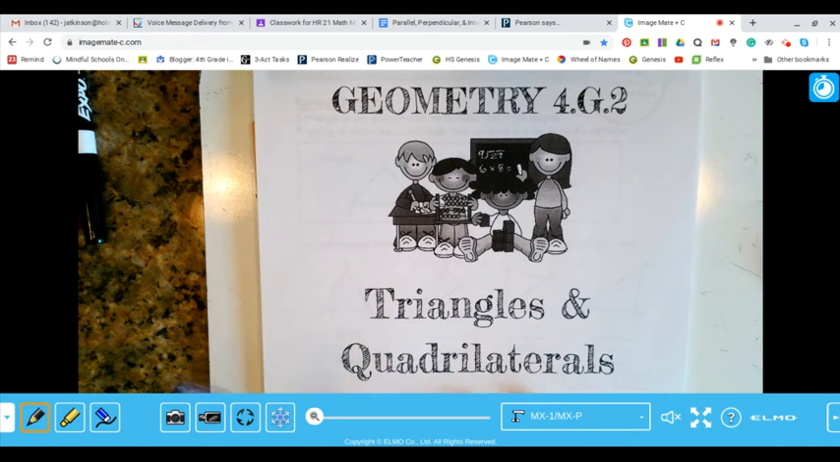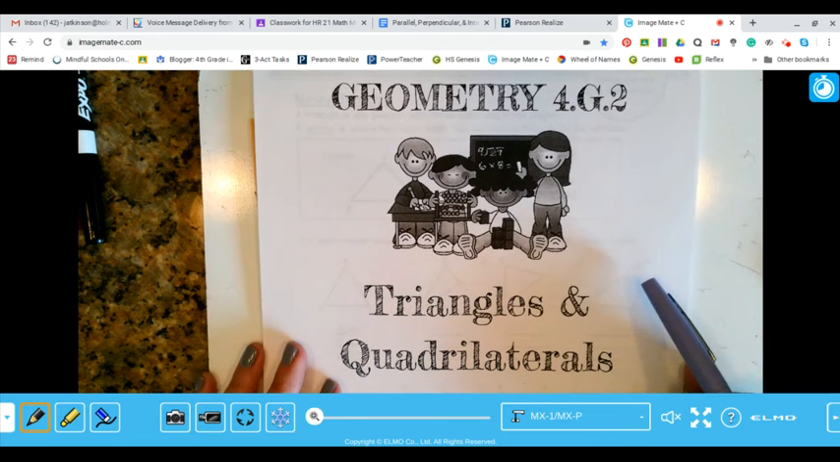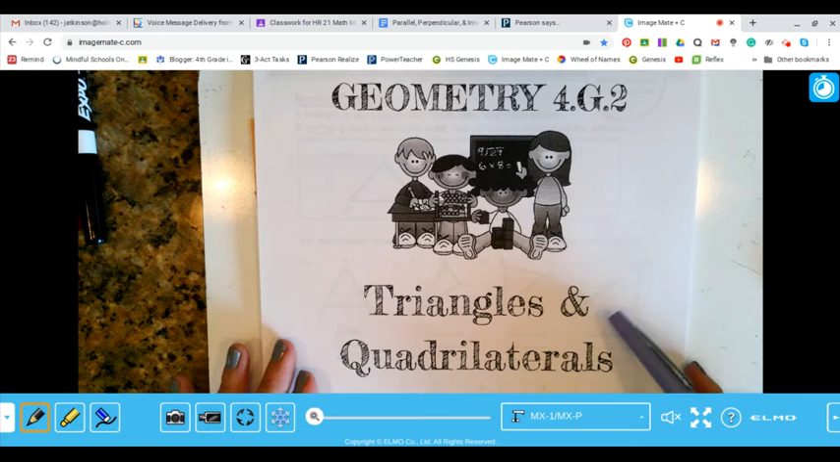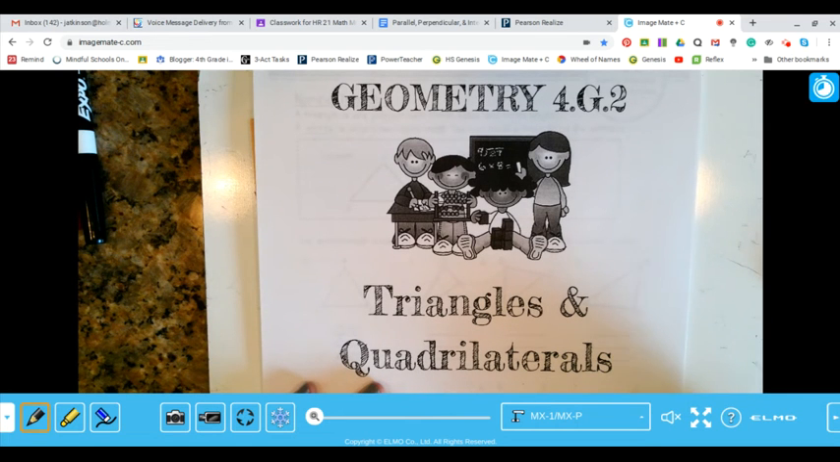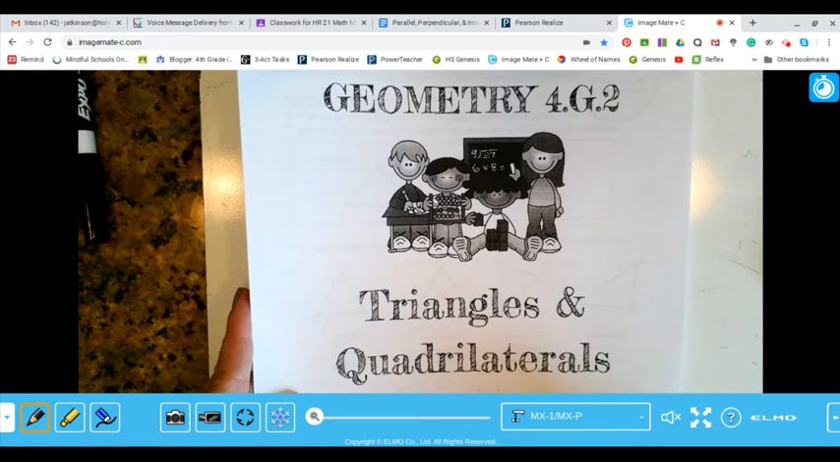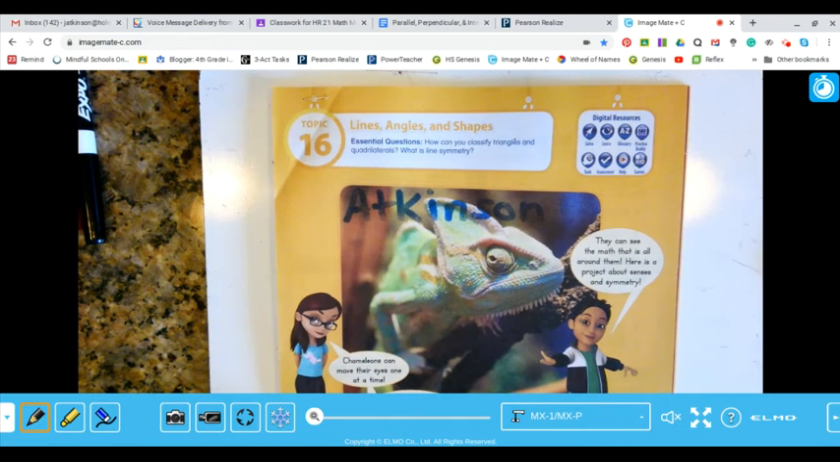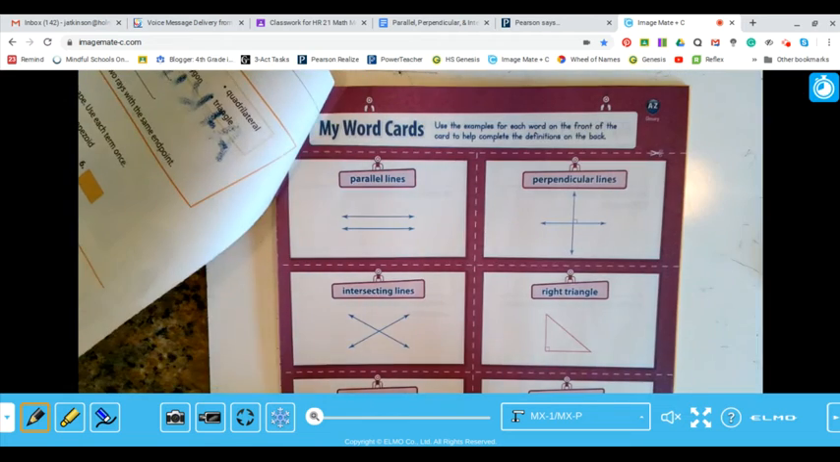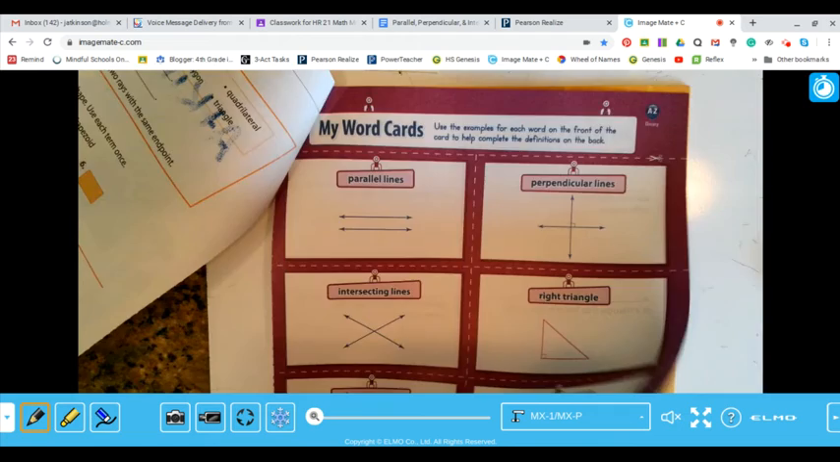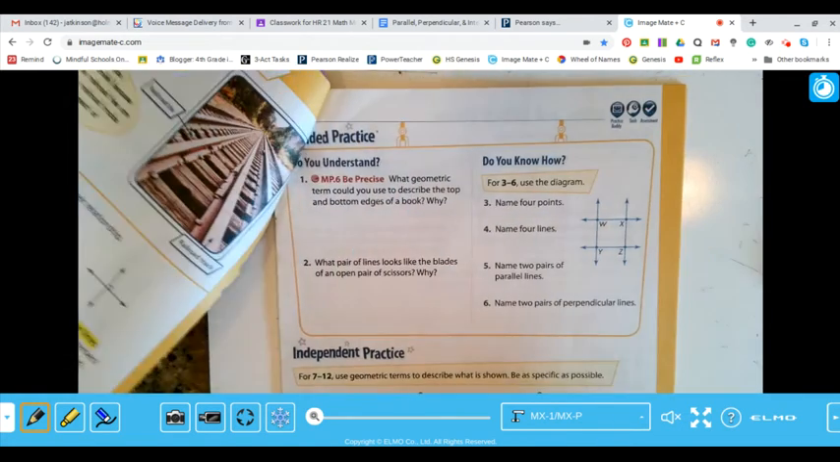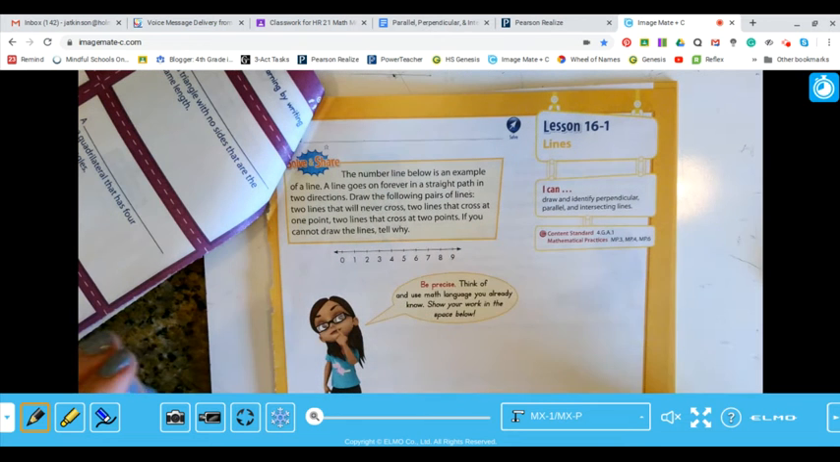I have in front of me a packet that you probably have in your home learning folder. I wanted to draw attention to it because now that we've finished topic 10, we're going to be moving into topic 16, which is triangles and quadrilaterals. For our first day of home learning, we're going to be focusing on topic 16, lesson 1. I picked this lesson because it's really easy and I don't want to overwhelm anyone on our very first day of home learning. Everybody should have their math workbook at home with them. If you don't have your math workbook, the volume 2, all of this is available online on Pearson Realize.